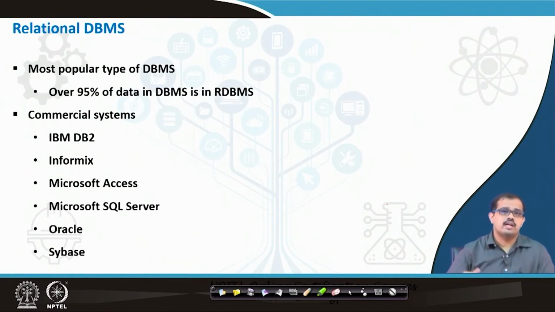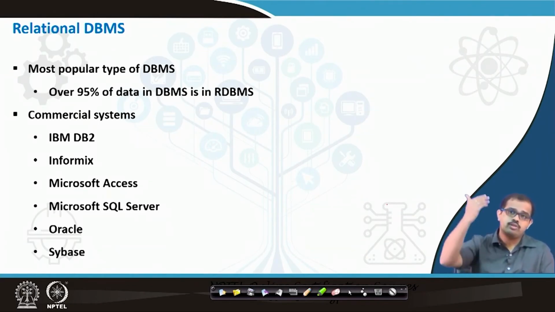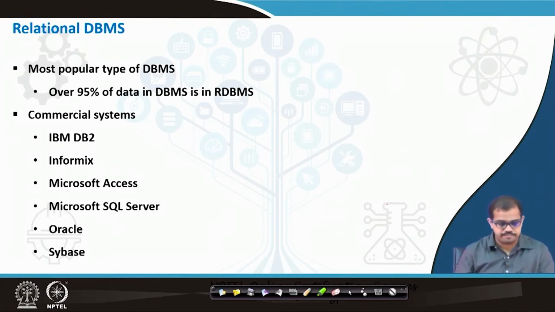So, when we look at DBMS, as I said, 95% of the data in database management systems is using the relational database management system. And when we look at the commercial part of it, we have IBM DB2, we have Informix, we have Microsoft Access, which is again based on the relational database management system framework. Then you have Microsoft SQL Server, Oracle, Sybase. So, all of these are examples of commercial relational database management systems.